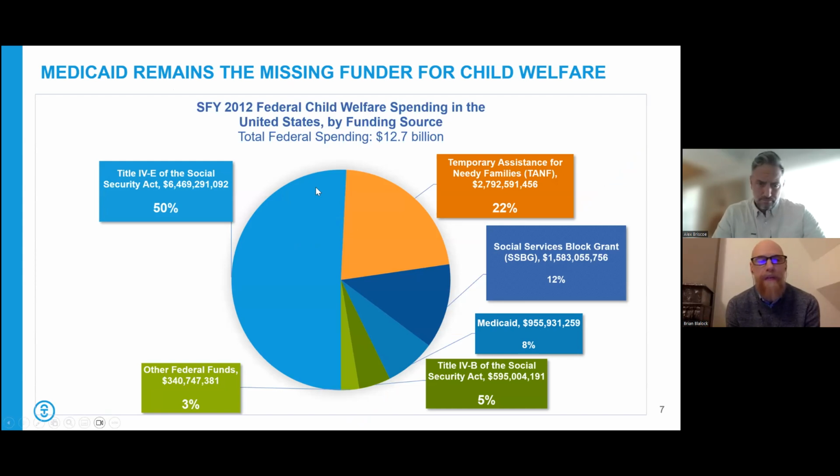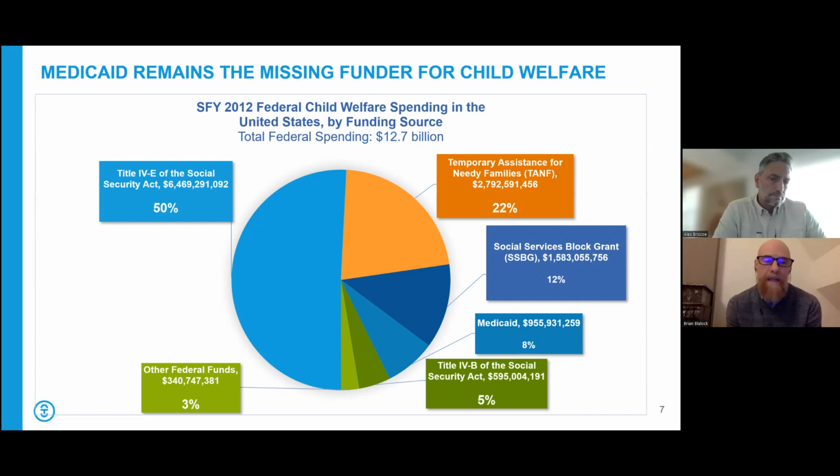And then if you look at where is Medicaid, for example, the missing funder? So this is the funding streams that we're using in child welfare. These are national numbers. We have slightly updated, I apologize, this is 2012. We have numbers from 2019. The percentages are the same. The overall spending has increased slightly.